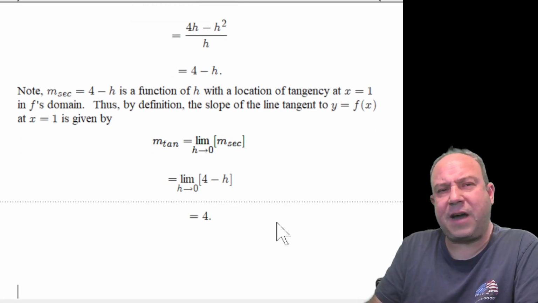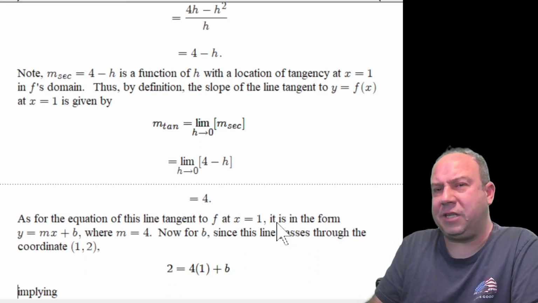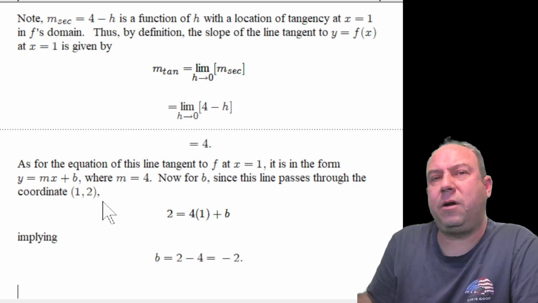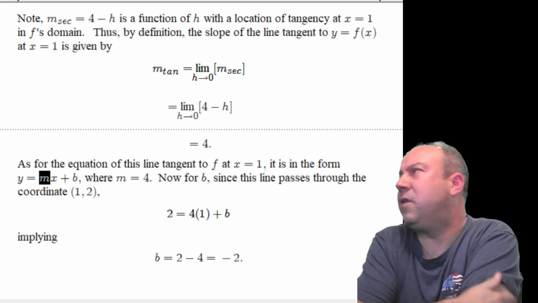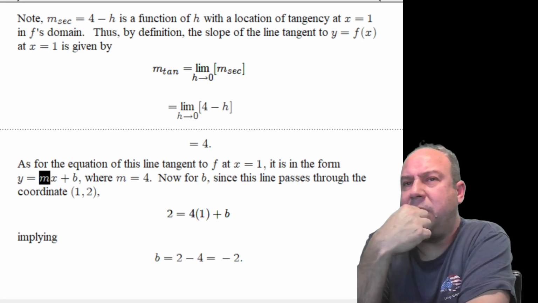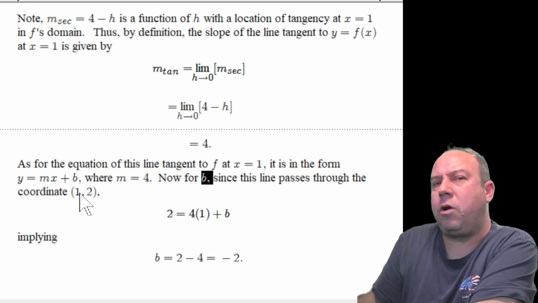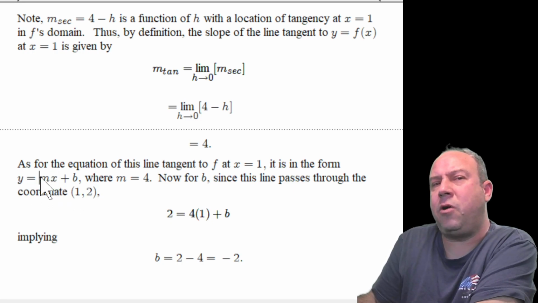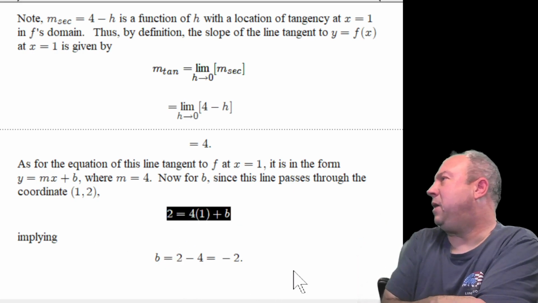Now, do we actually find the line itself? I think so. As for the actual equation of the tangent line, notice we could plug that 4 into our equation y equals mx plus b for the value of m. That would give me y equals 4 times x plus b. And to find b, one of the quickest ways is to take one of your coordinates, substitute it in for x and y into the statement where you know m is also 4, and solve that statement for the value of b.